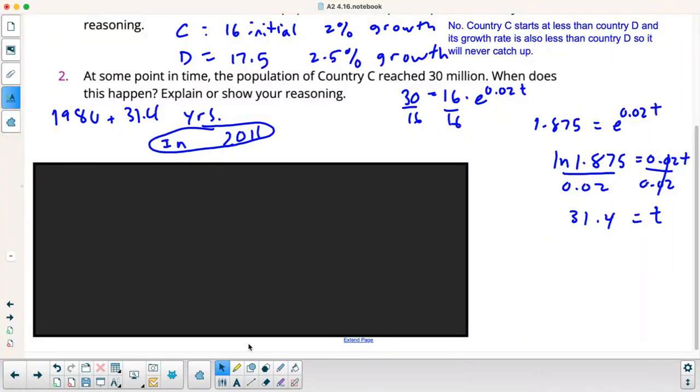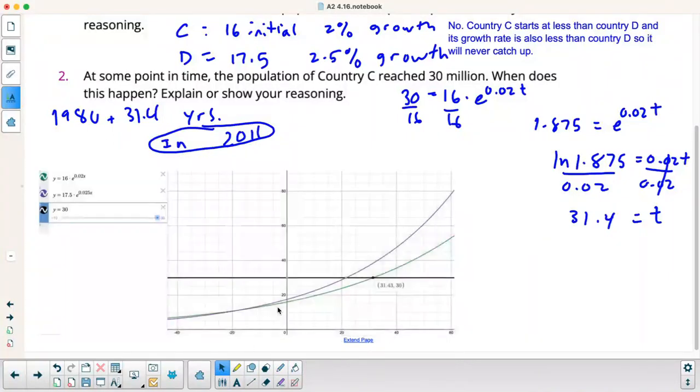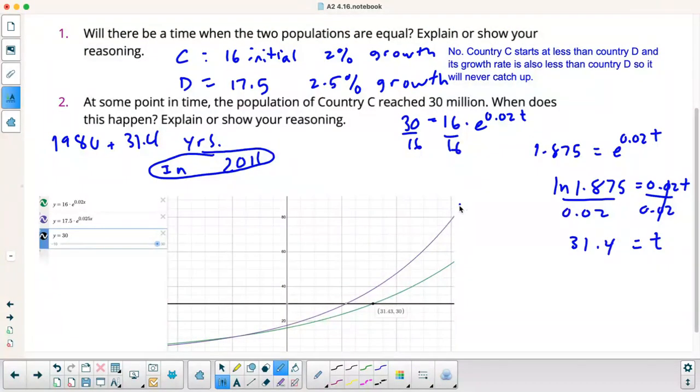So let's also take a look at these graphs here. Here's my y equals 30, the black line. Population D is the purple one. C is the green one. So here's where I set population C equal to 30. This is y equals 30, and then this is that function here, 16 times e to the 0.02t. So I did it with algebra, and then when I look here on the graph, the x coordinate's the same number, 31.4.